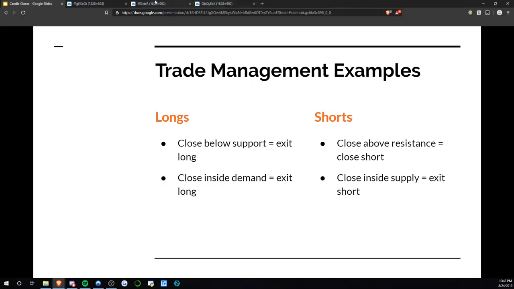I have some examples here I'll show you in a second, but basically it's pretty simple. For longs, if you are long off demand or a support level, and you get a close below your support level, you want to exit your long. Basically pretty simple. You have to be careful of false breaks, but over time, with experience and actually looking for these things, you'll be able to tell pretty quickly.